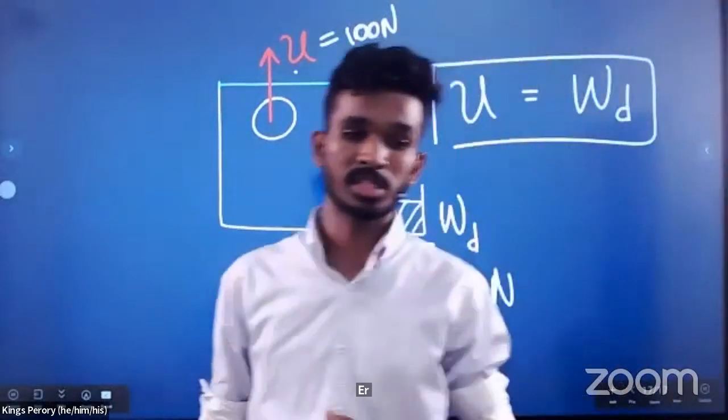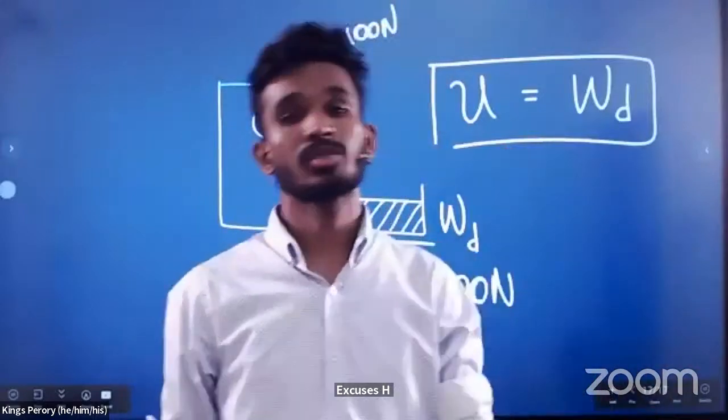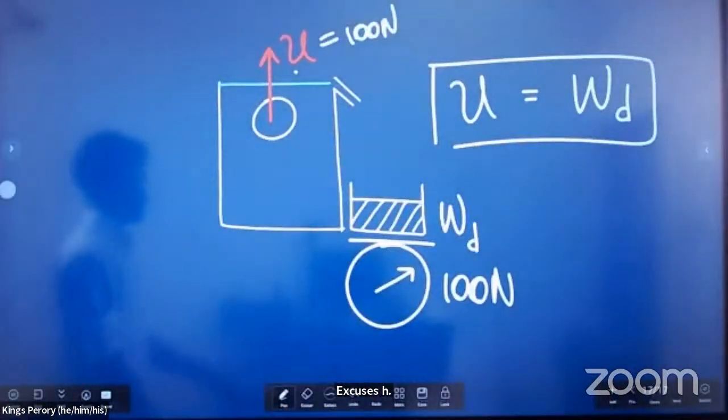When an object is partially or fully immersed in a fluid, the upthrust acting is equal to the weight of the displaced fluid. That's it. That is Archimedes' principle.